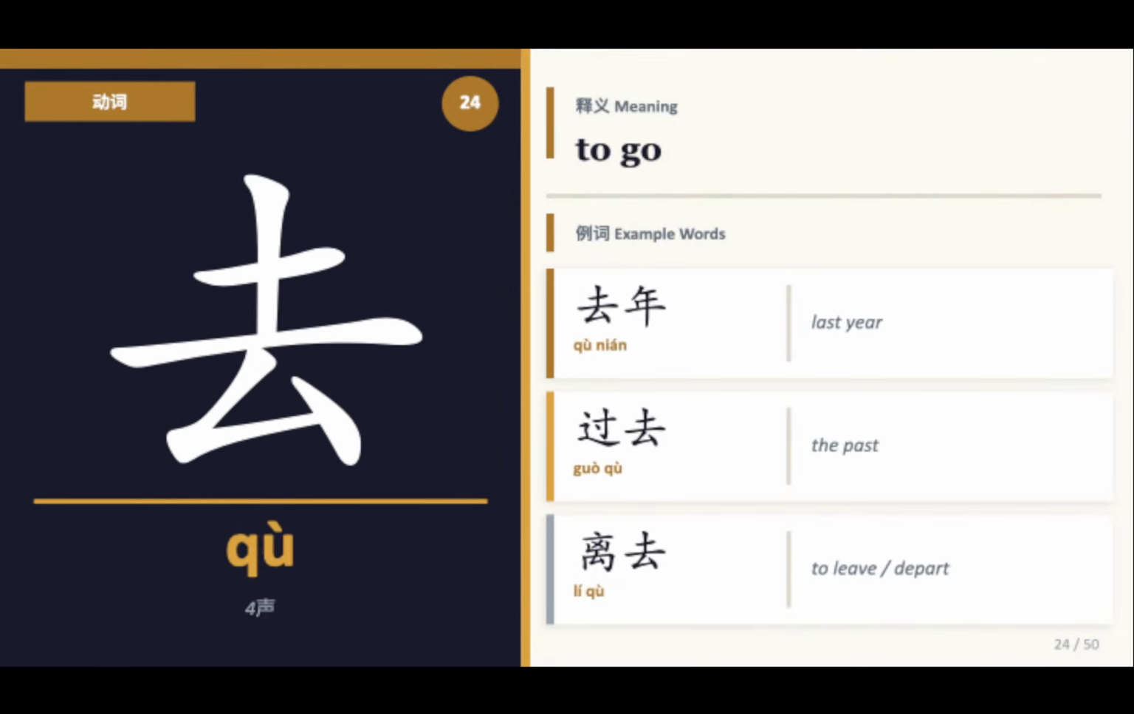And the opposite we have 去, is to go. 去 I know the Q in pinyin sounds a bit tricky, so it's kind of like 七, like when you pronounce in a smiley face way. 七去去年 is last year. 过去 is the past. 离去 is to leave or depart.